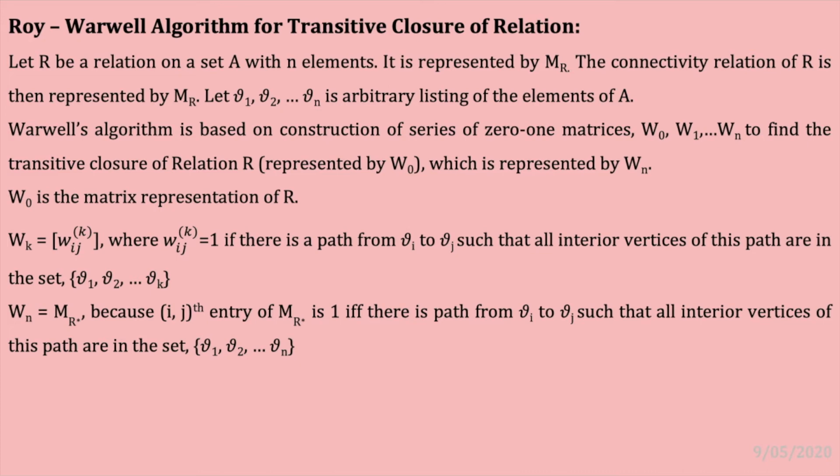So basically, Warshall's algorithm constructs a series of 0-1 matrices to find the matrix representation of the transitive closure of relation R. These matrices are denoted by W0, W1, and so on up to Wn, where W0 is nothing but the matrix representation of relation R itself, and Wn represents the transitive closure of relation R. Wn is constructed on the basis of W0 by constructing a series of intermediate matrices denoted by W1, W2, and so on up to Wn-1.